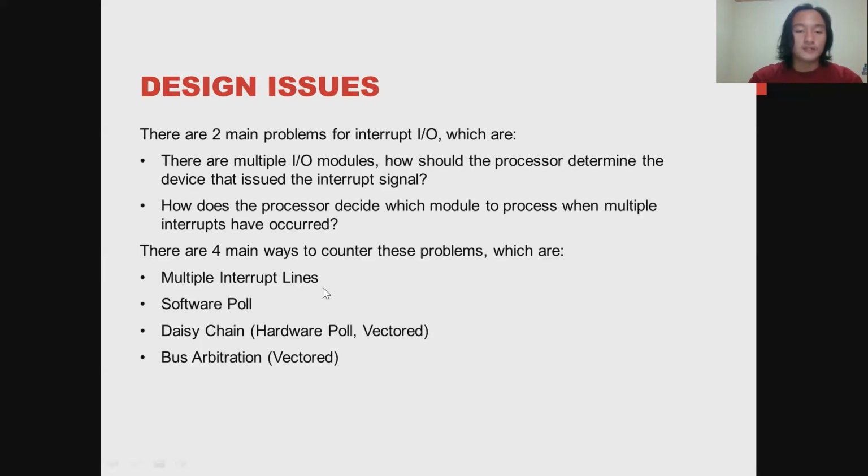These four methods have their own ways of assigning priorities. The first one, multiple interrupt lines. The processor picks the interrupt with the highest priority. The second one, software poll. Priority is determined by the order in which the modules are polled. The daisy chain. Daisy chain priority is also determined by the order in which the modules are polled. The bus arbitration employs a priority scheme.